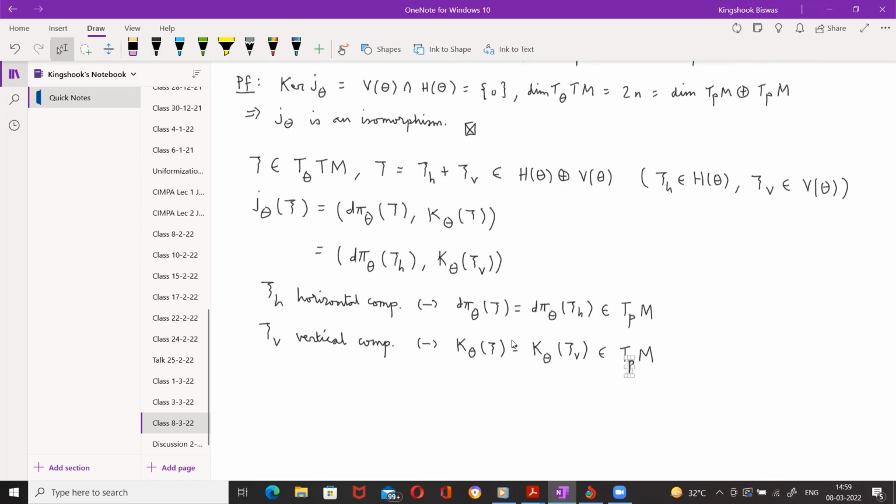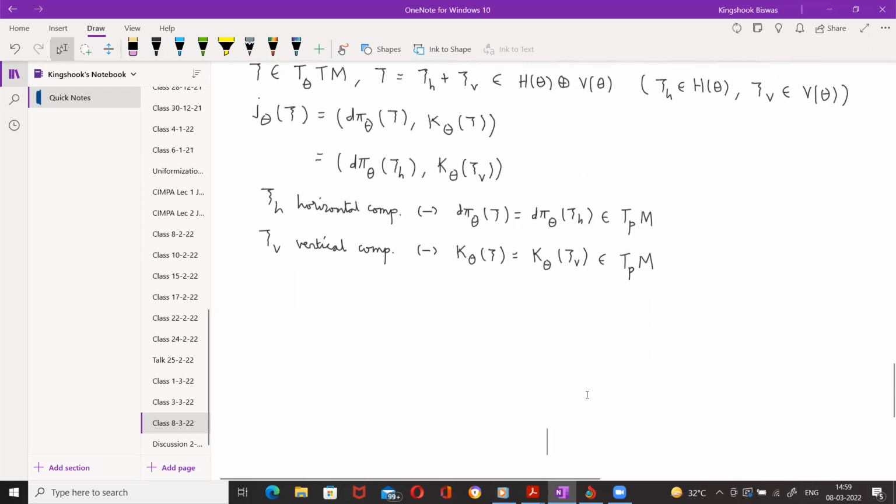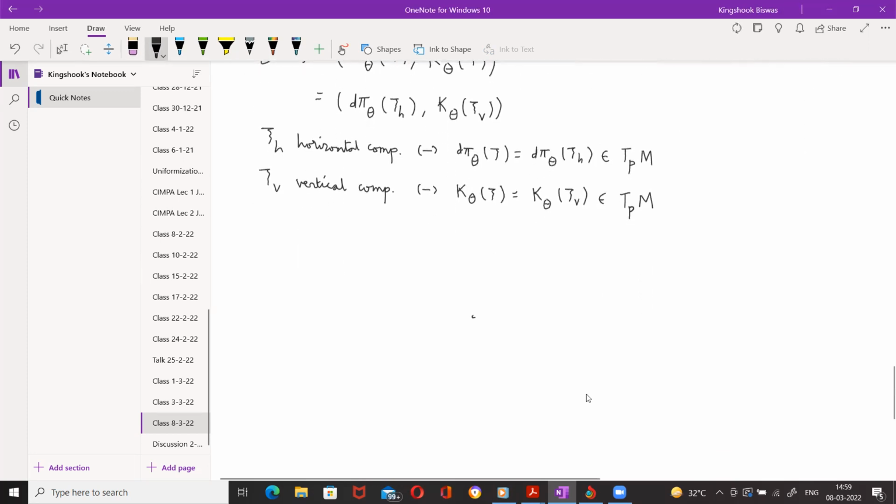Okay, so as we drew earlier, we have the picture that here is your tangent vector PV. And we're taking some deformation of it. So this vector here is the change in the foot. This is the horizontal, this corresponds to the horizontal component. Okay.